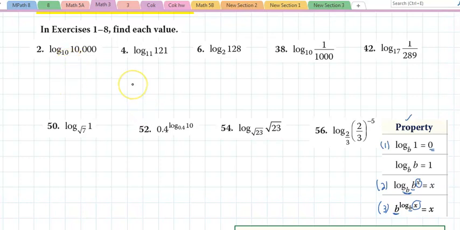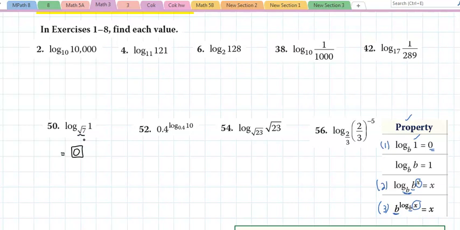So my goal is to make use of those. If I see one of those, that's very easy to do. I see one right here. I see the log base radical 7 of 1. That's automatically a 0, no questions asked. There it is.